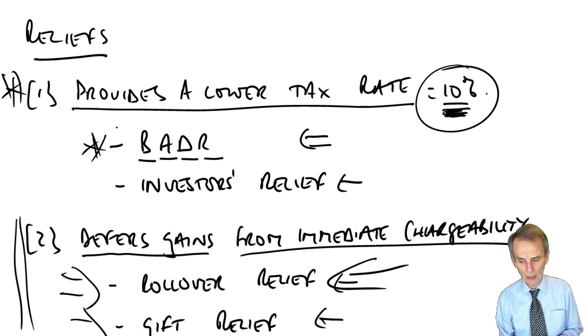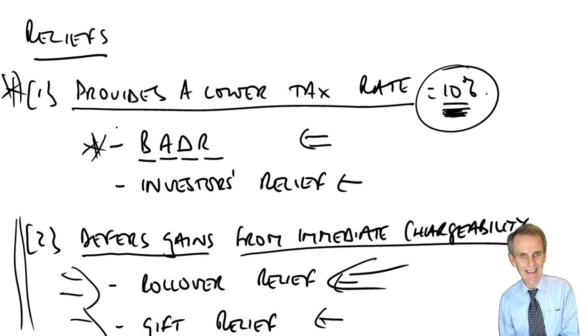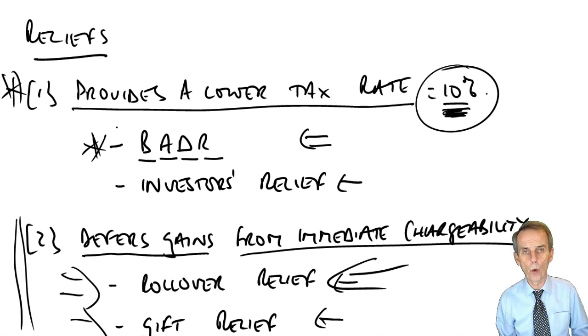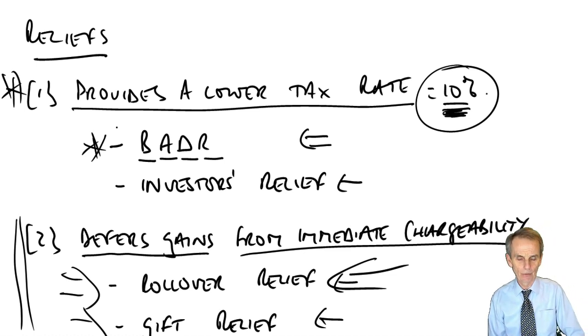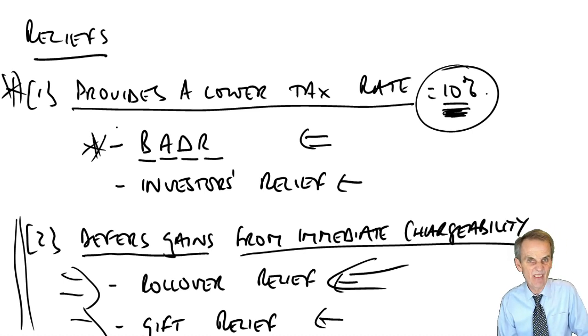Now, in those situations, either you own the business, you run the business, or if you're a shareholder, to qualify for business asset disposal relief, you have to be an employee of the company. You have to be working within the company for that relief to be available. Once upon a time, if you were just an investor and you bought shares in a qualifying, unquoted trading company, then there were no reliefs available to you.